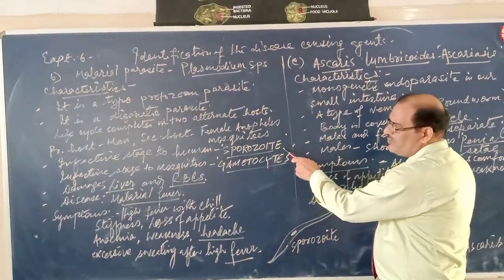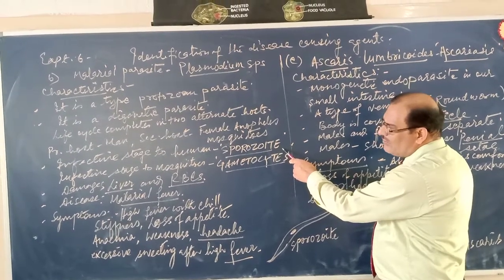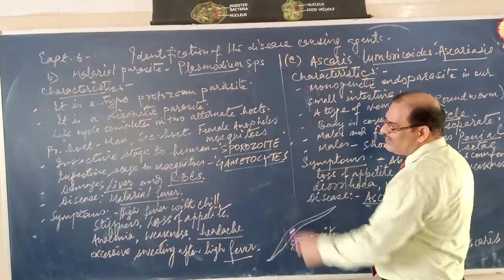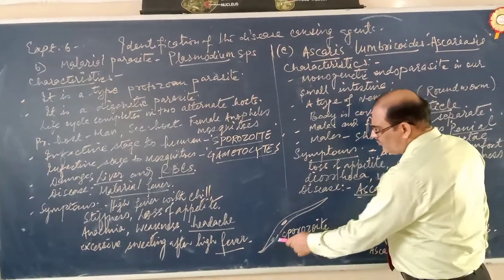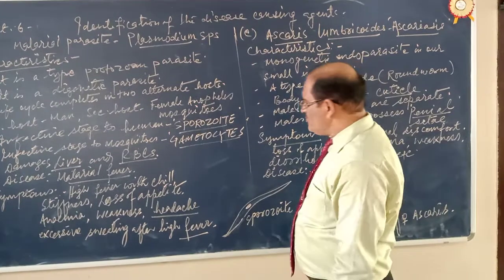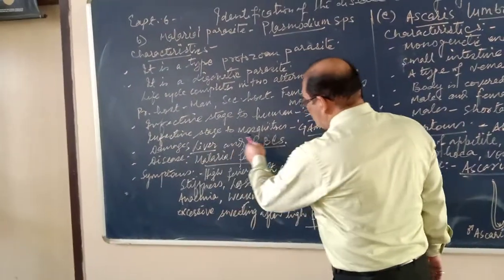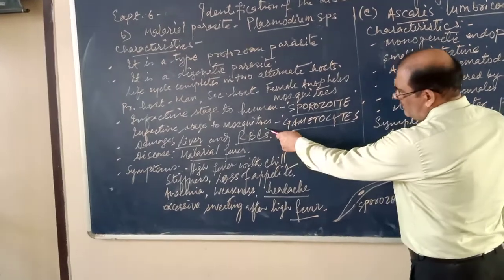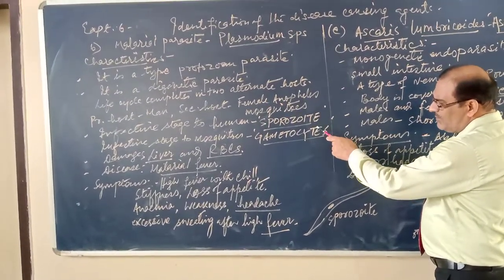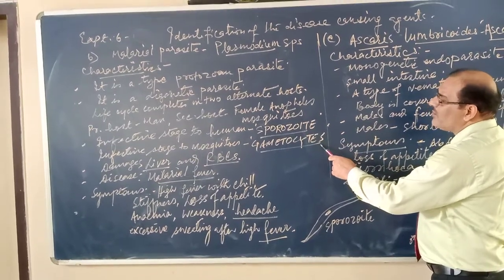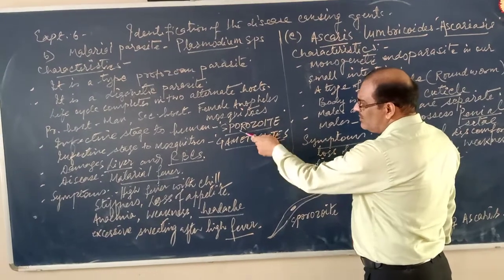Sporozoites are very minute structures, unicellular, and spindle shaped. See the diagram. It looks like this. Very minute and spindle shaped. Now the infective stage of Plasmodium to mosquitoes is gametocyte. At the gametocyte stage, it enters the body of the mosquito. At the sporozoite stage, it enters the body of human beings.